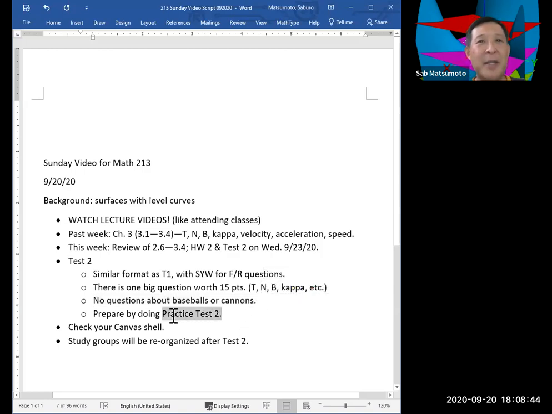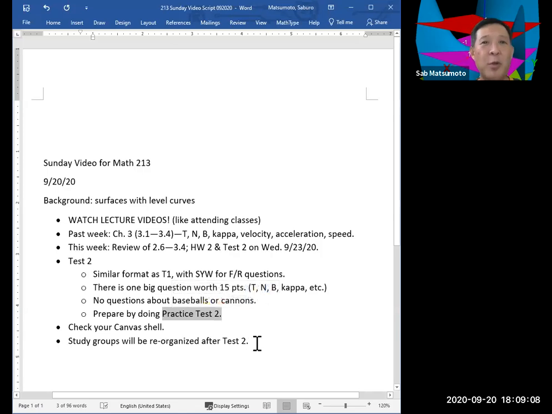Again, the best way to prepare for this is to take that practice test number 2. I have provided not only practice test number 2, but its solutions, as well as the videos. So check your Canvas shell, and there's a Canvas module called test number 2, and you will see all the resources as well as practice test number 2 in that module.